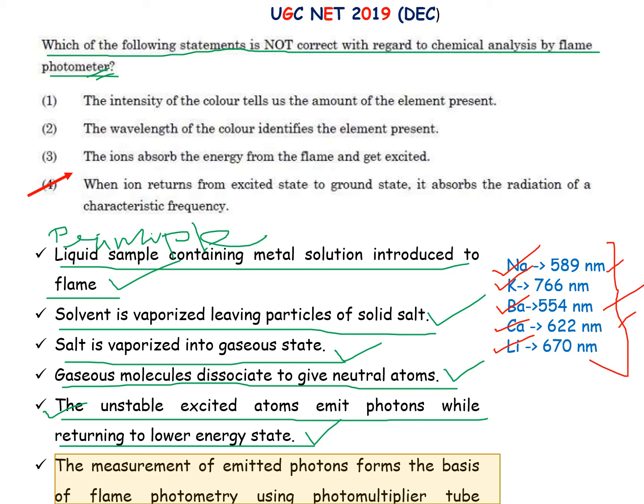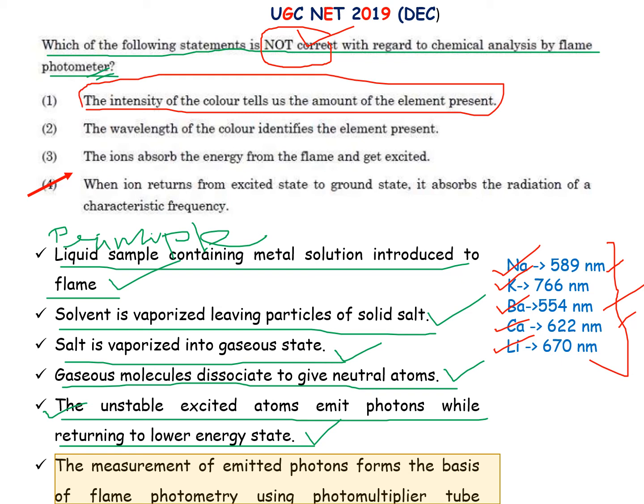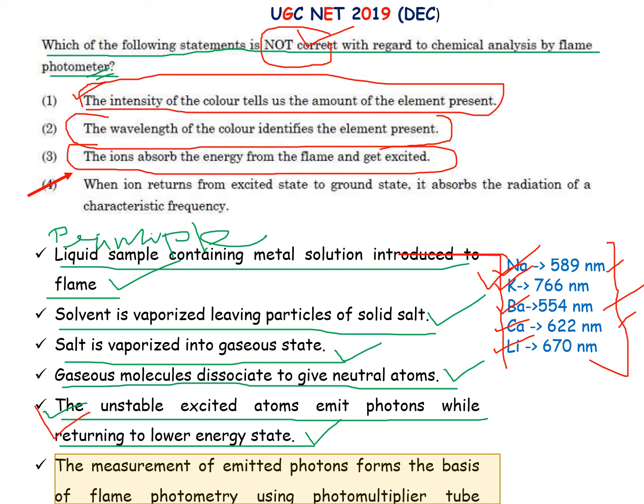Now moving on to the question: which is not correct with regard to chemical analysis by flame photometer. The first statement tells that the intensity of the color tells us about the element present. That is right, because we are seeing the wavelength, which means there should be some intensity that gives rise to our element. The second is that the wavelength of the color identifies the elements. Here you can see that the typical wavelength identifies the particular type of element. Then, the ion absorbs energy from the flame and gets excited. That we have also read here.